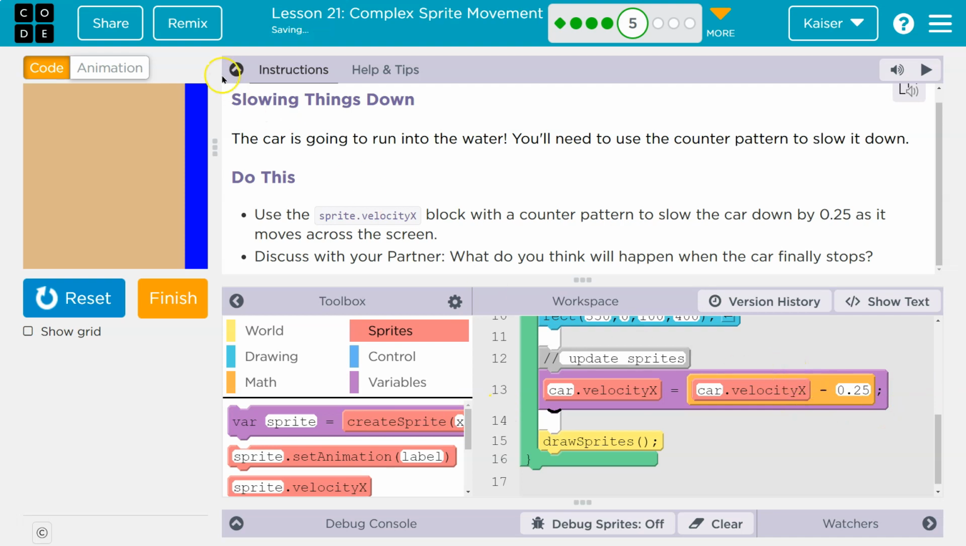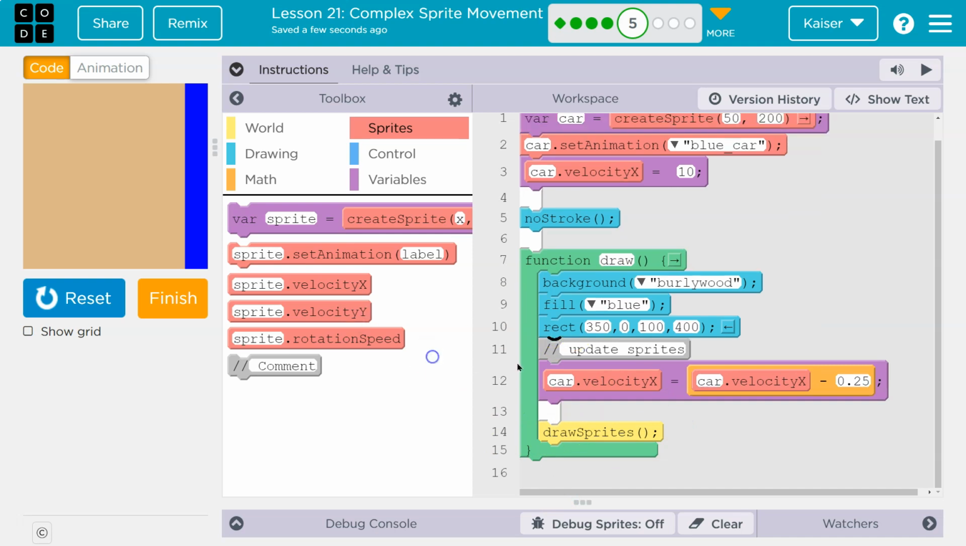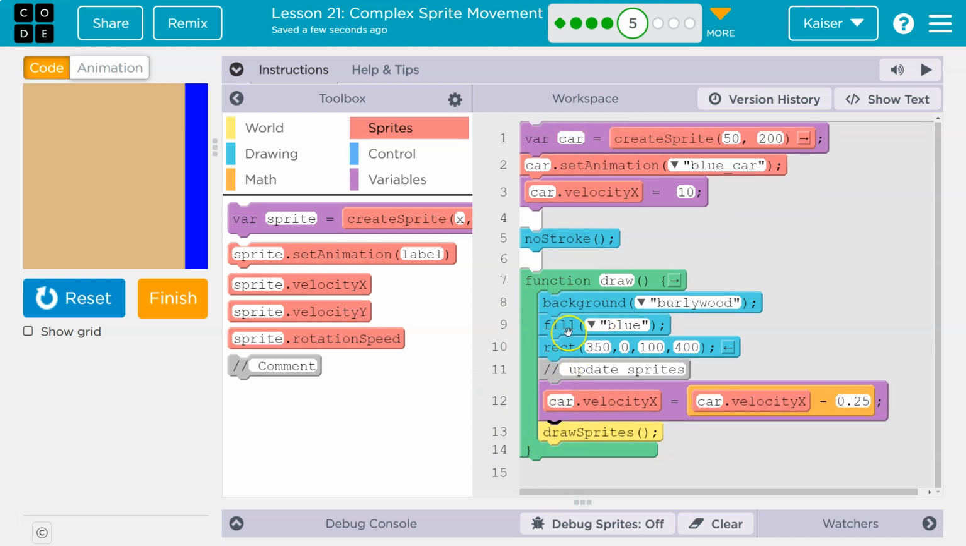Now, what's occurring here? Well, the draw loop runs 30 times a second. I'm going to get rid of these. You don't have to, but I am. It runs 30 times a second. So what's happening? First, we blank out the background with a color. We then create this blue rectangle. We then have a comment, which is just for us. It doesn't show up on the screen, but lets us know what we put here.